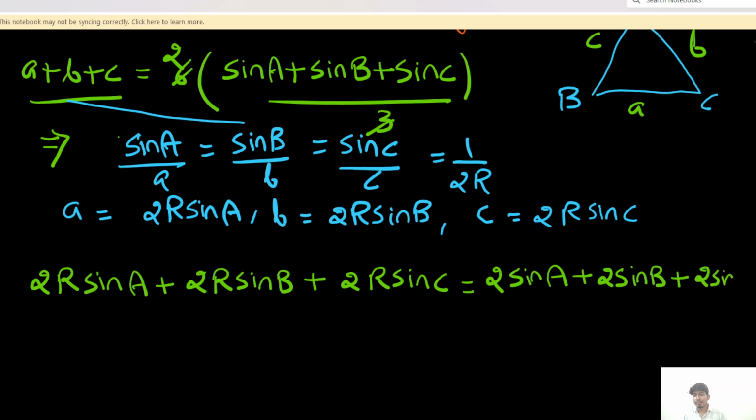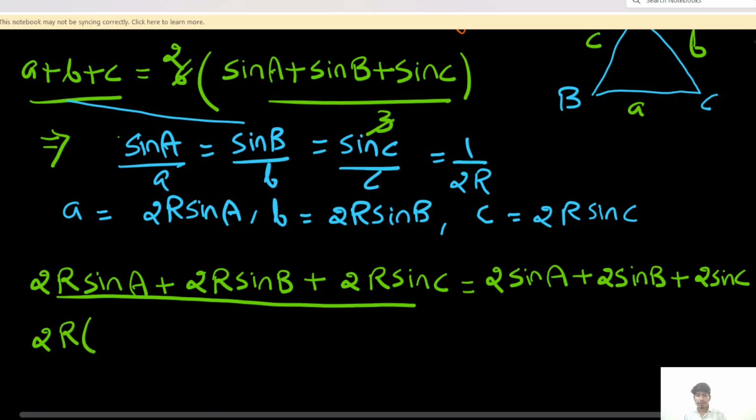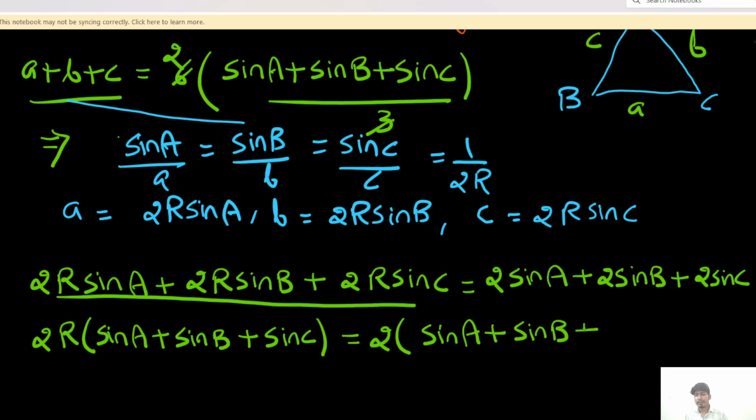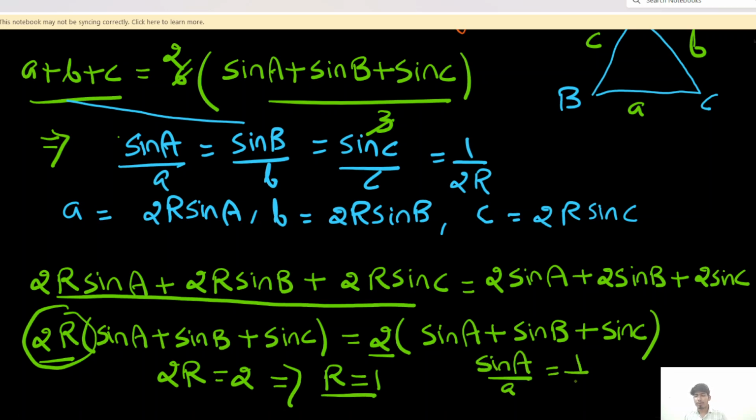Okay students, then take 2R common from this one, then this becomes 2R into sin A plus sin B plus sin C. Okay students, then this becomes 2 into sin A plus sin B plus sin C. Okay students, then here clearly we can see that 2R is equal to 2 if we compare this equation, then clearly R is equal to 1. Okay, means sin A upon a is equal to 1 upon 2R.